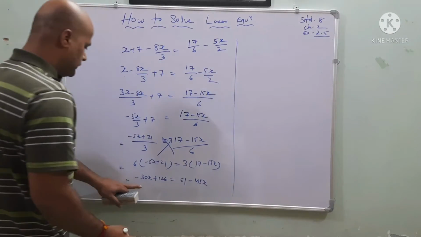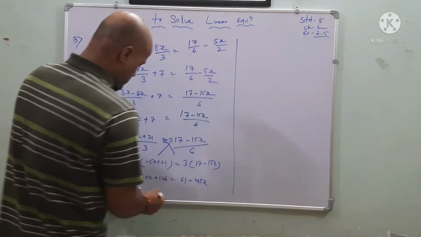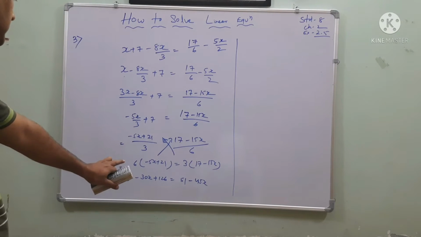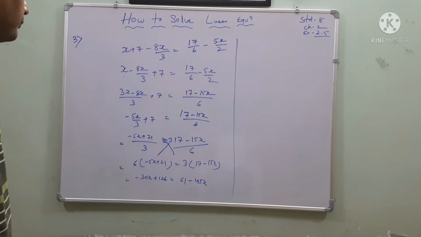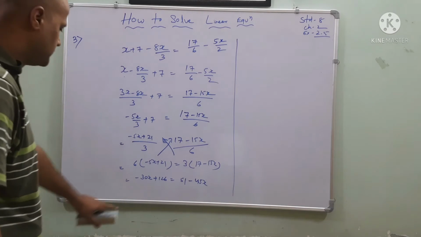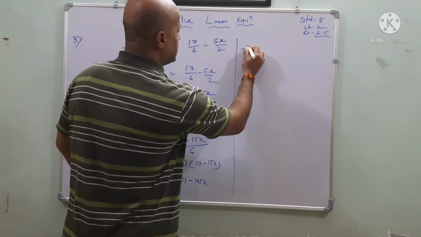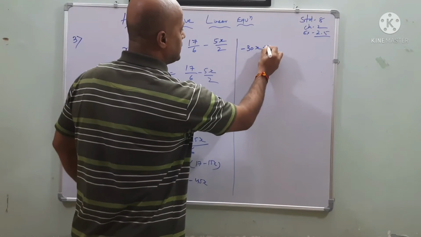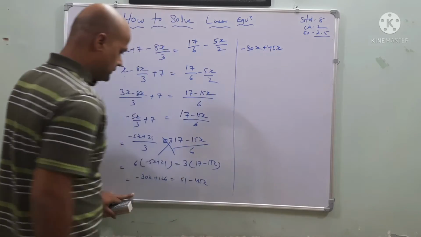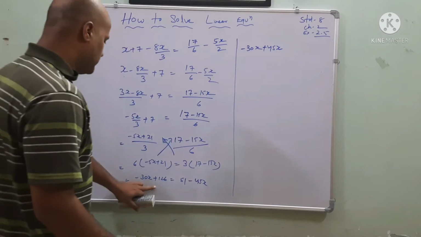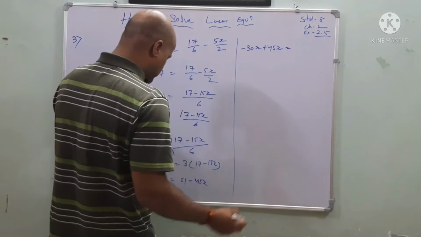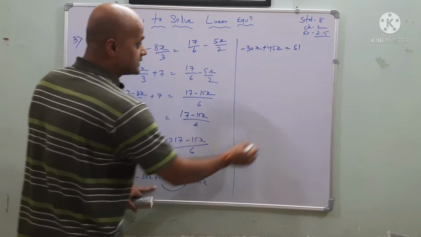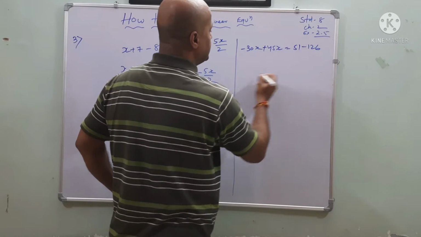What should I do? Write it here. Always remember, if there are plus signs, just check it, because plus and minus are very, very important for us. Okay, my dear friends. So go for it. Minus 30x is here. When 45x comes to this side, it will become plus 45x. Then put the equal symbol. 51 will be as it is, and 126 will go to that side. It will become minus 126.